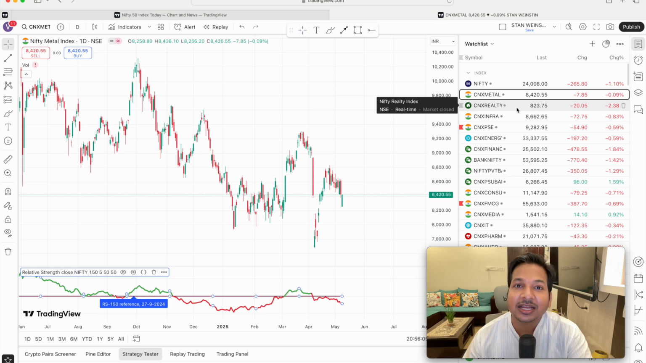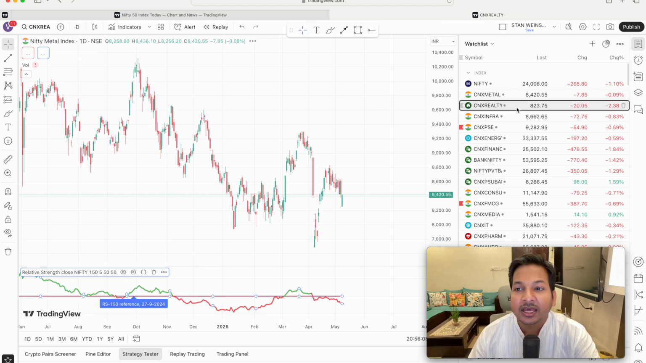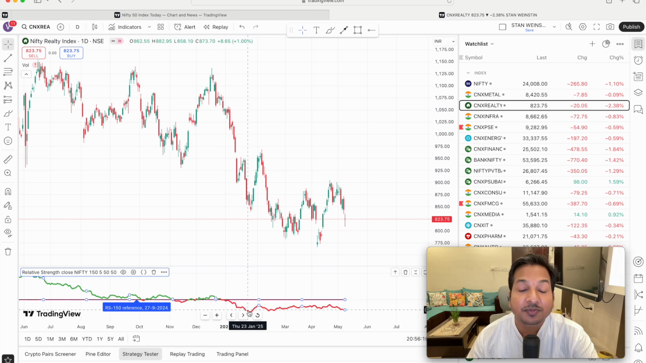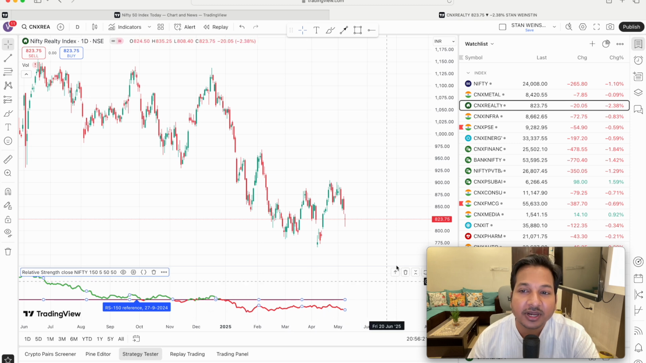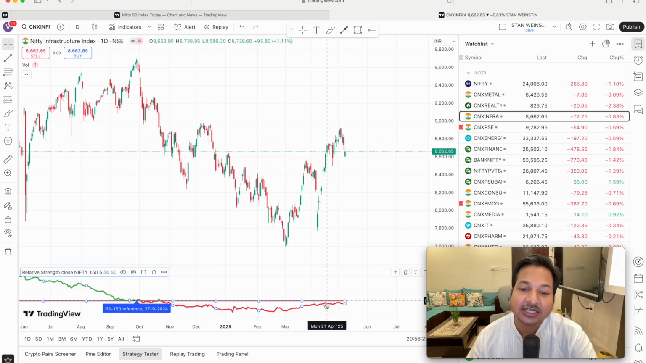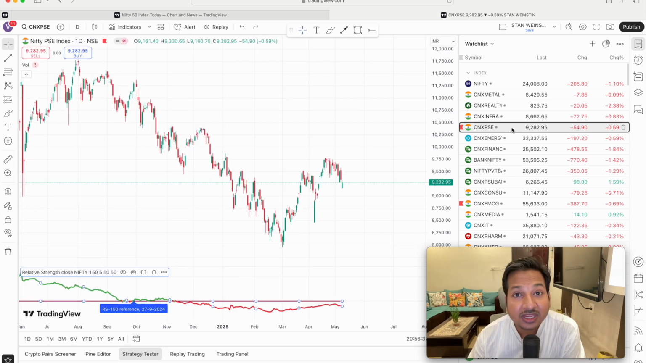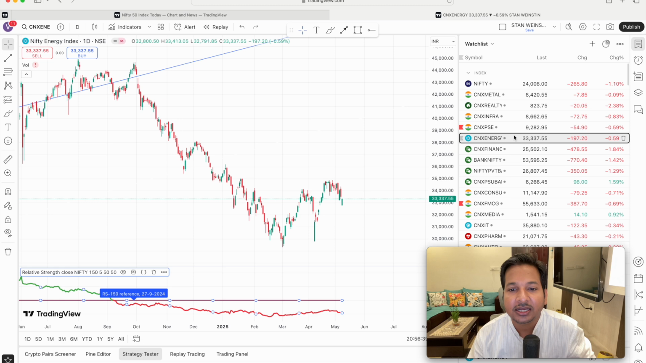There are some stronger sectors where more money can be made. Realty sector, you can see its line is below the zero line, meaning this sector is performing lesser than the Nifty. So I will not put my money in this. This is weaker. When it goes above the zero line and that will be an uptrend, I will think about that. Infrastructure, the trend is going up. You can see the line has started going up, but it has not crossed the zero line. When it crosses the zero line, I will start putting money in infra stocks. Public sector enterprises, weaker than Nifty because the line is below the zero line. Energy sector is again weaker.